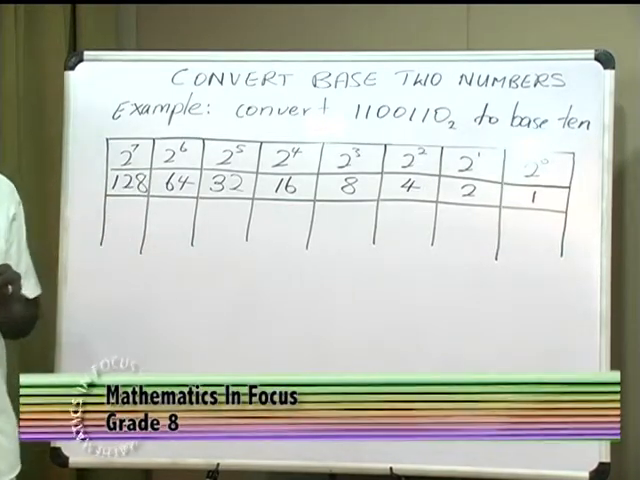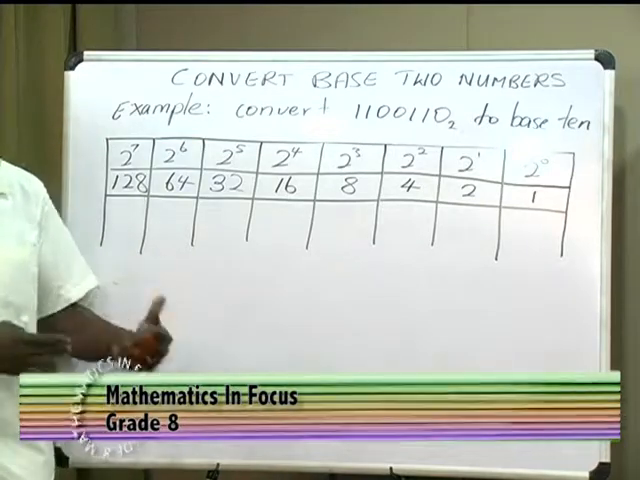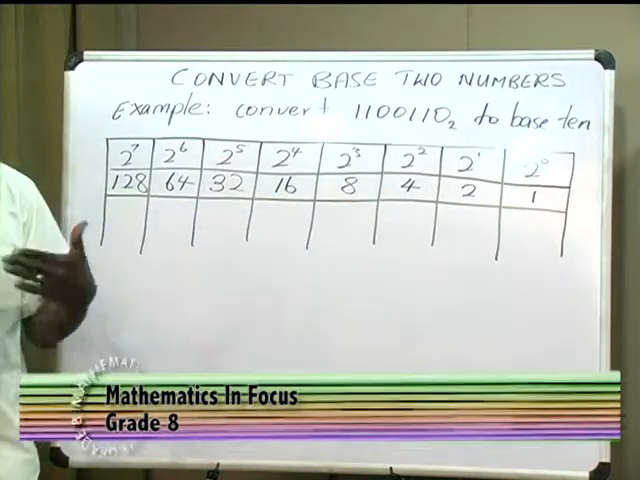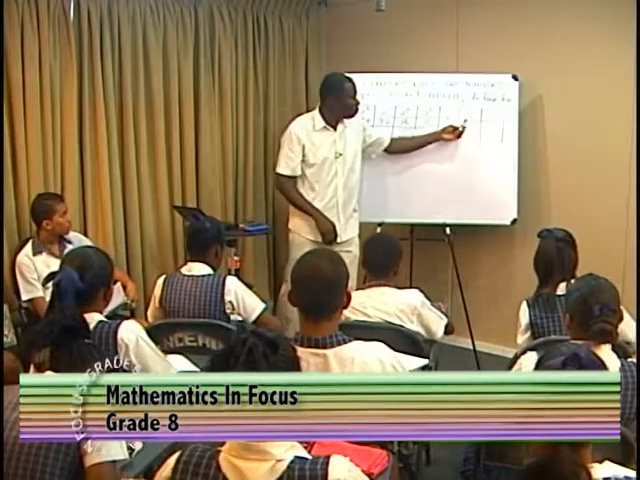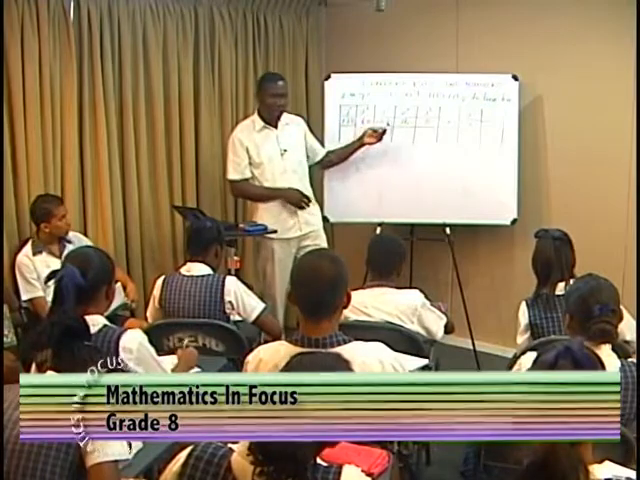So observe, regardless of the base, we just keep multiplying. We start with 1 and just start multiplying repeatedly by the base. In this case, the base is 2. So we multiply repeatedly by 2 and we continue all the way.